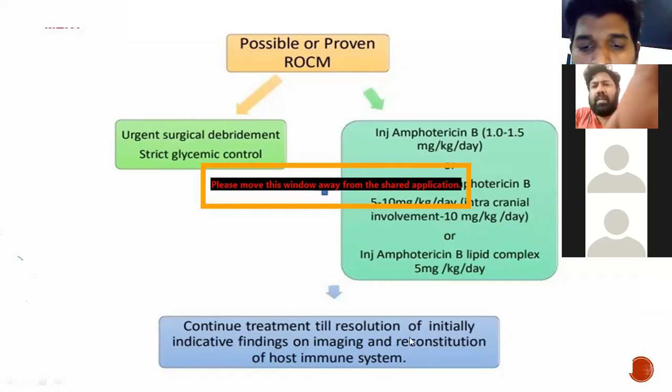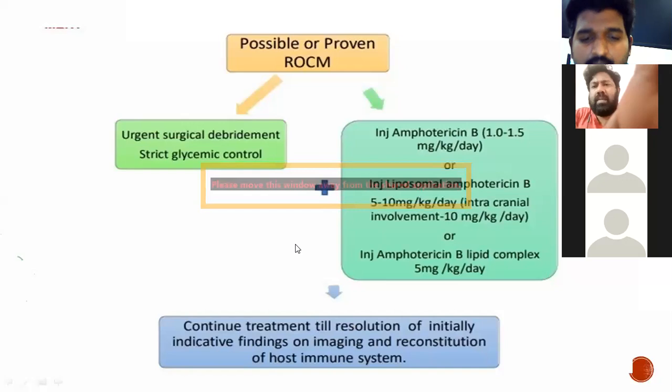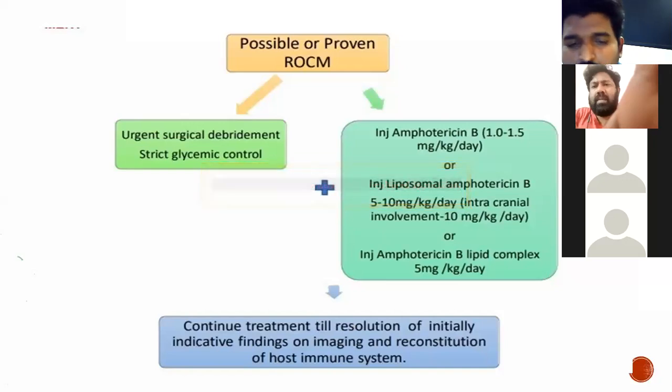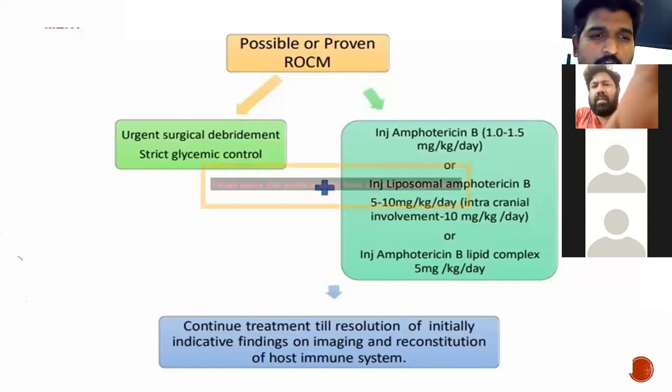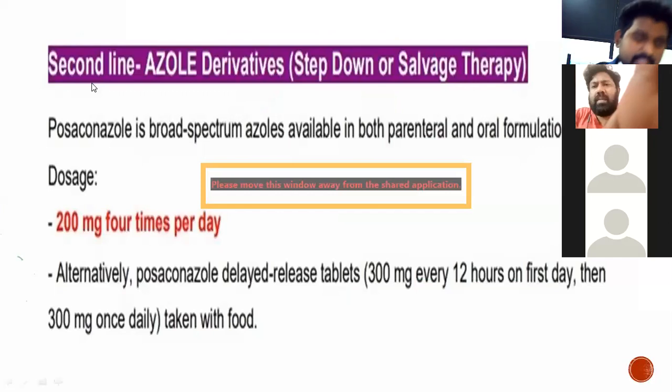Continue the treatment till resolution of the initial indicative findings on imaging and reconstitution of the immune system. That's what I told you. Until you reverse the cause for immunosuppression, until you get good control, we need to continue all our treatment options. The second option, other than amphotericin, is azole derivatives.